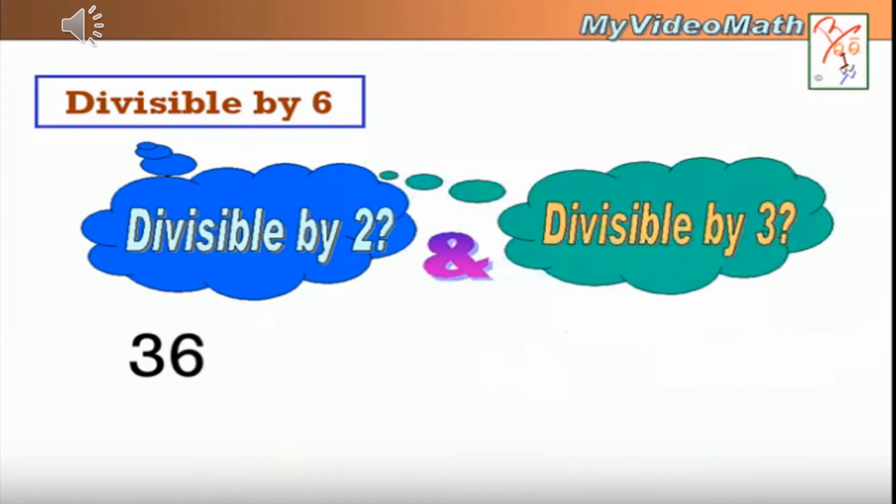The number is divisible by 6 when it accomplishes the rules of 2 and 3. That means that the number has to have the last digit an even number, and the sum of all the digits is a multiple of 3. So, if it has the rules of 2 and 3, it also has the rule of 6.